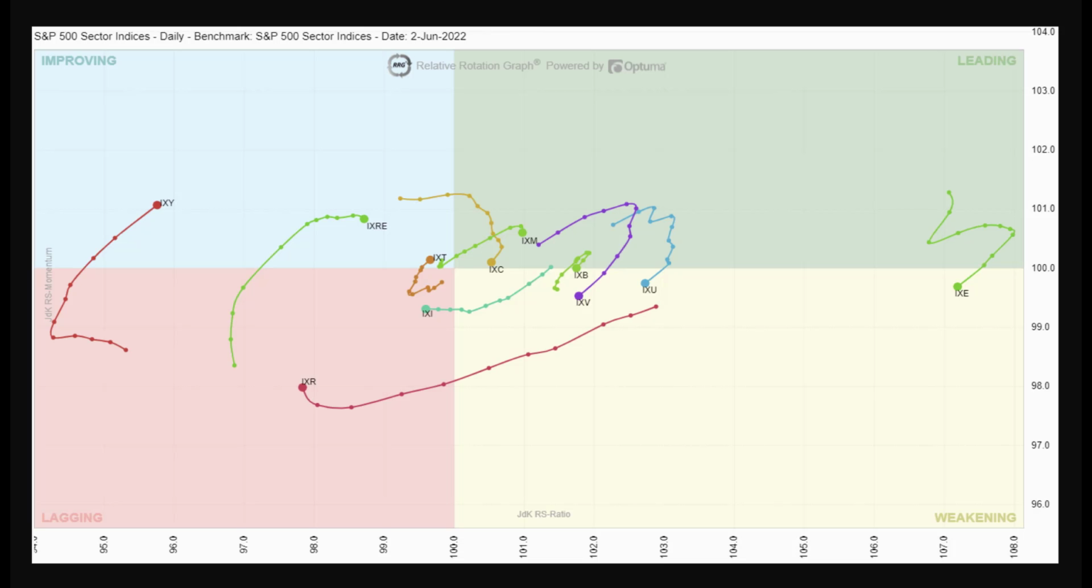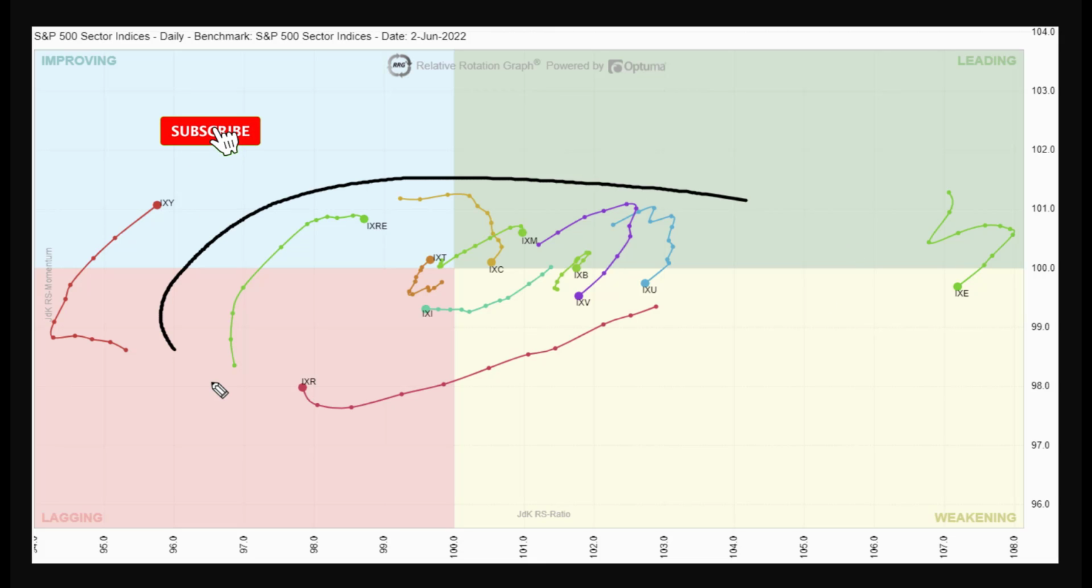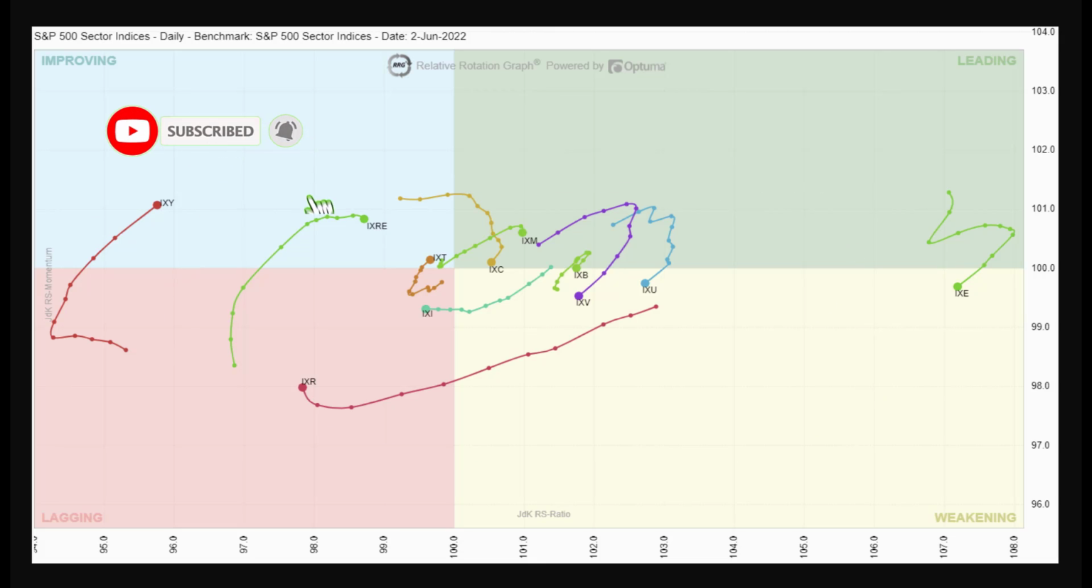So let's begin today's video by talking about rotation and money flow. For anyone that's ever had access to a Bloomberg terminal or Reuters terminal, you would know that these little squiggly lines appear in that platform. But what do they really mean?